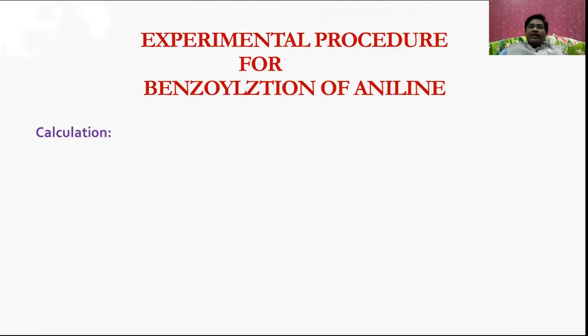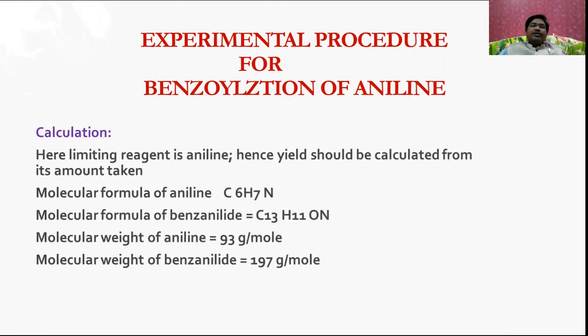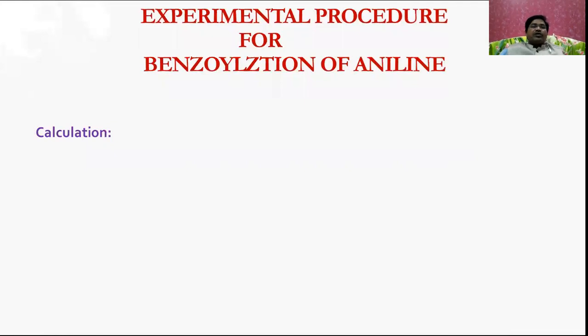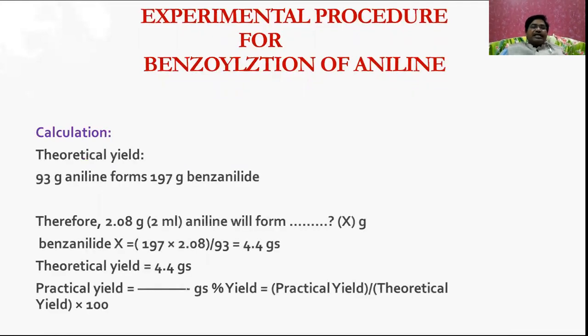Let us see how to do the calculation. Here the limiting reagent is aniline, hence the yield should be calculated from the amount taken. The molecular formula of aniline is C6H7N. The molecular formula of benzanilide is C13H11ON. The molecular weight of aniline is 93 grams per mole and that of benzanilide is 197 grams per mole. Theoretical yield: 93 grams of aniline forms 197 grams when the reaction is carried out 100%.